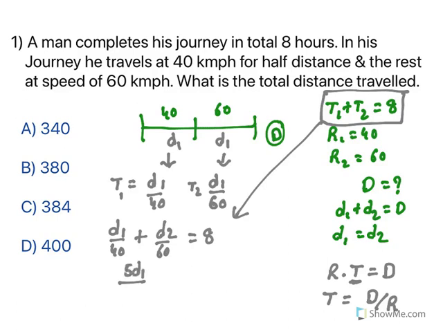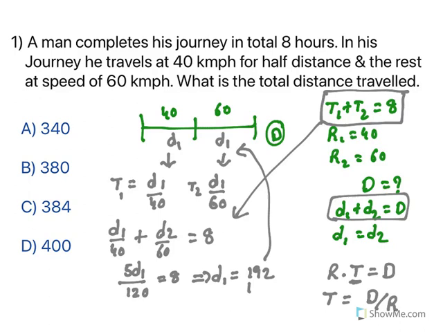5D1 by 120 equal to 8. Then what is D1? 192. So the distance is 192. So you need to get the total distance, which is D1 plus D2. 192 plus 192, 384.